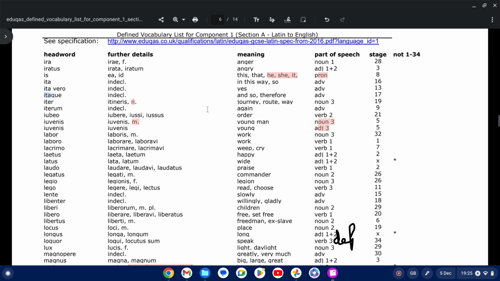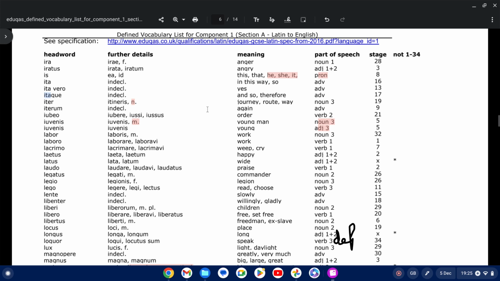Next, iuvenis, iuvenis, and iuvenis, iuvenis. These are quite clearly related. They're exactly the same, sort of. The first one, as you can see, is the noun. It's masculine. It's third declension. Means young man. So when it's a noun, it's going to mean a young man. However, when it's an adjective, iuvenis, it just means young. English word juvenile comes from this.